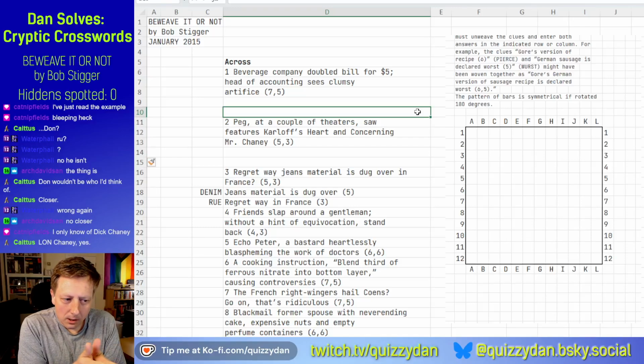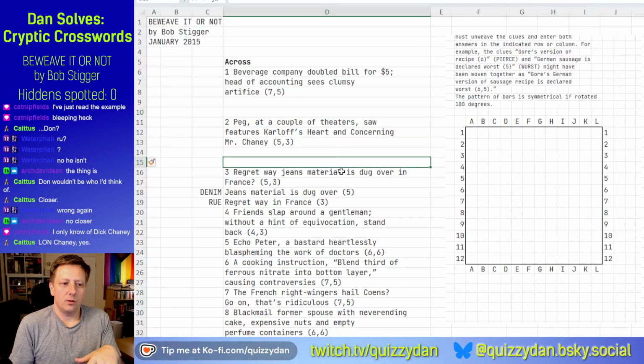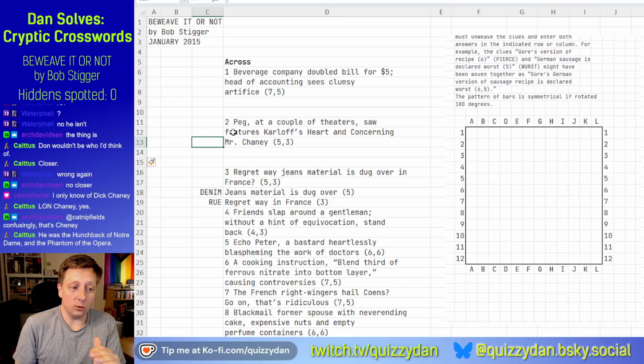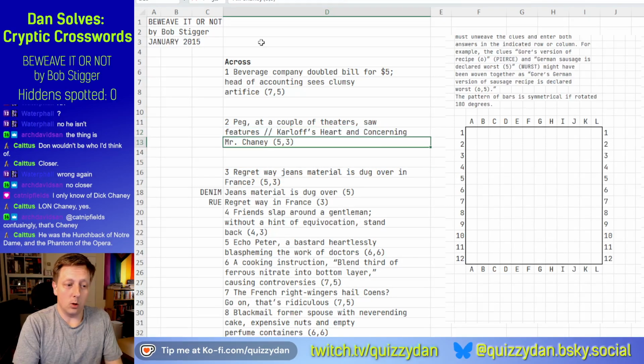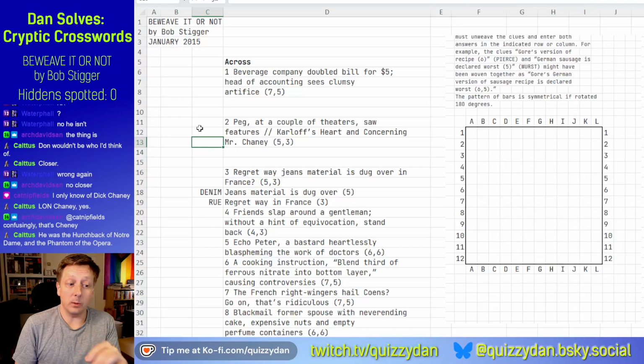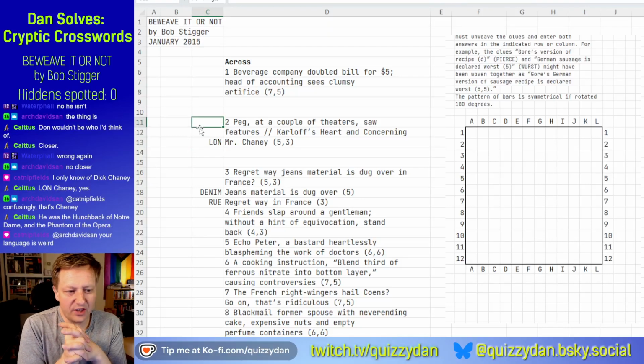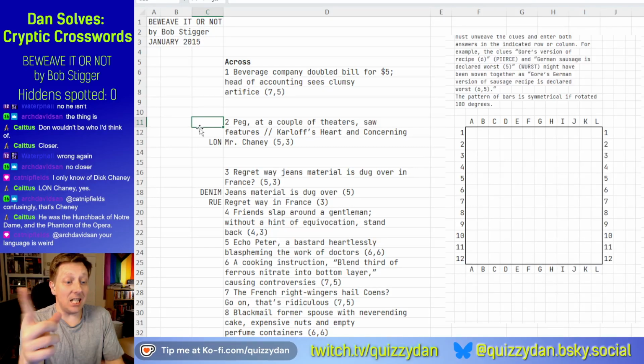So I think this is going to be a clue that are side by side, and all we have to do is work out where the break is, and then we're going to interweave the answers. So I think that's going to be Lon. So Peg at a couple of theatres saw features. Teeth. Because a saw has teeth. A T. Yes, there we go.